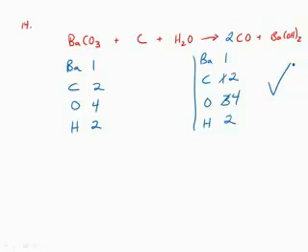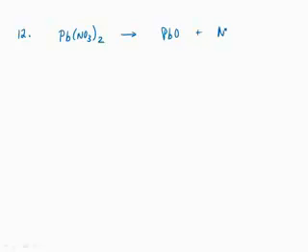Let's do one more, and then what you can do is pull up this balancing equations worksheet. The answers are in the file as well, so you can check yourself as you go. All right, so let's look at, how about number 12? So we have PbNO3, lead nitrate, lead 2 nitrate actually, decomposing into lead oxide plus nitrogen dioxide plus oxygen.